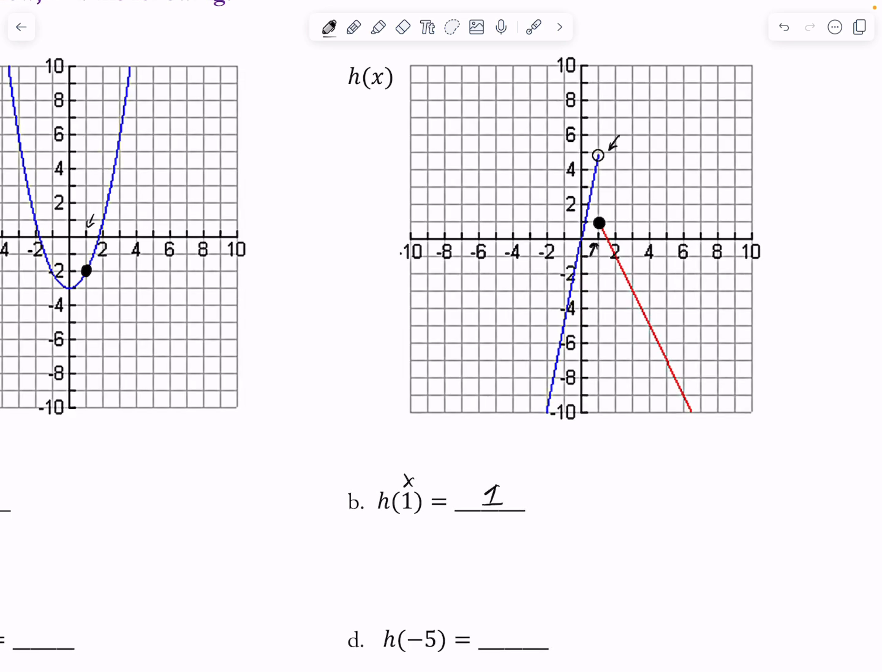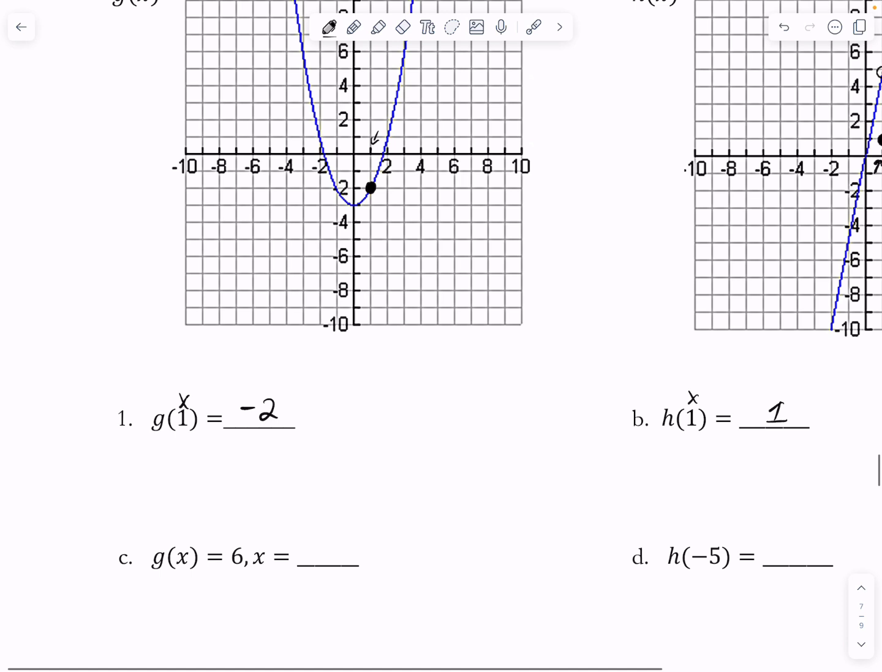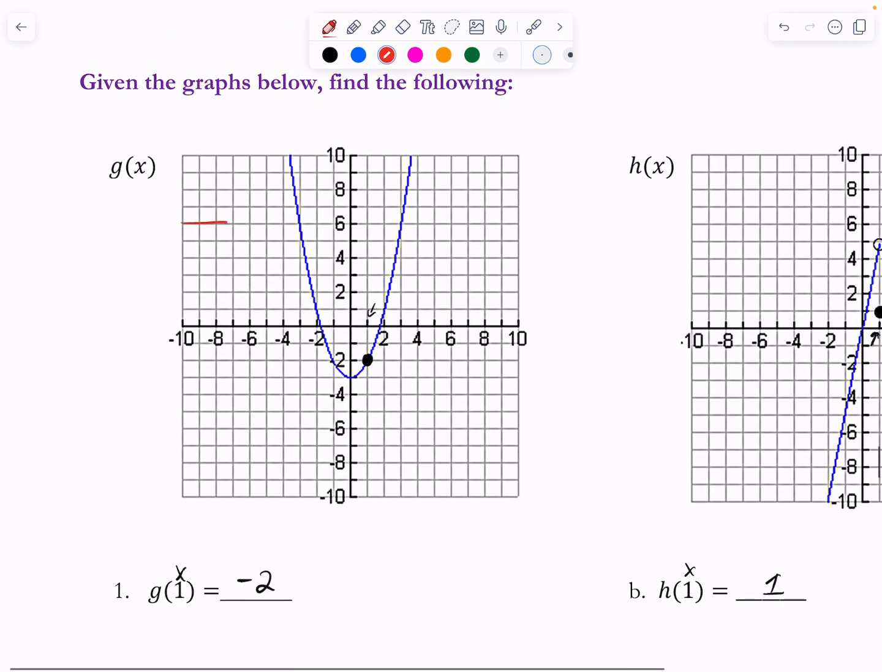Now for these where you're asked to set the function equal to a value, I always think of this as y equals 6. So if I were to plot the horizontal line y equals 6, and then find the x values at those points where the function intersects that line, that's going to be this x value and this x value, which is going to be negative 3 and positive 3, or plus or minus 3.